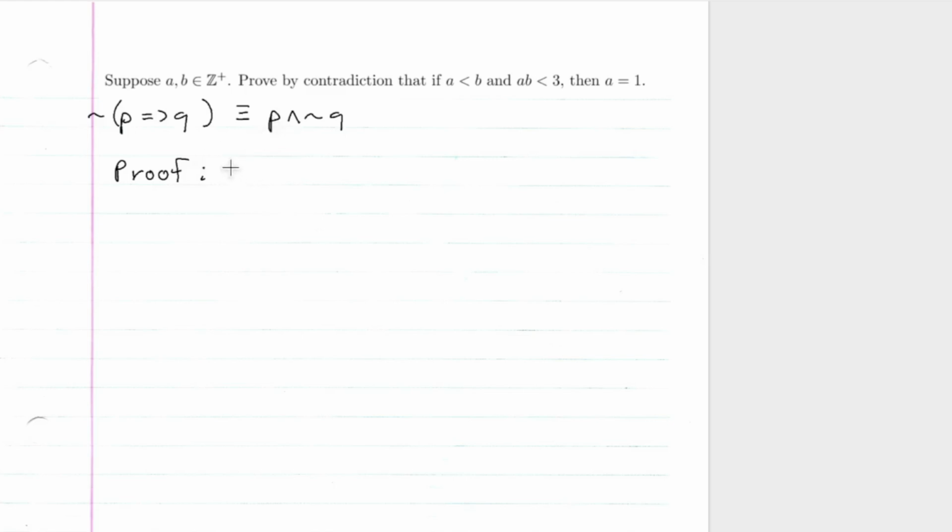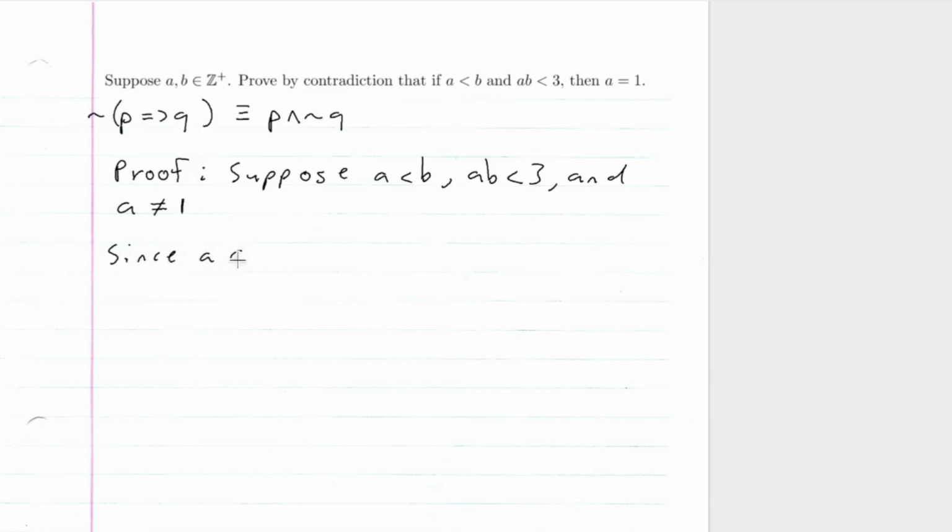So we're going to suppose, of course, that a and b are positive integers. We're going to suppose that a is less than b, basically P here. We're also going to assume that a times b is less than 3. And then we're going to assume not Q: that a does not equal 1.